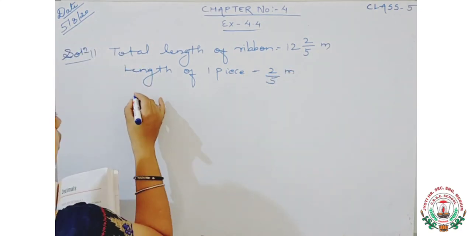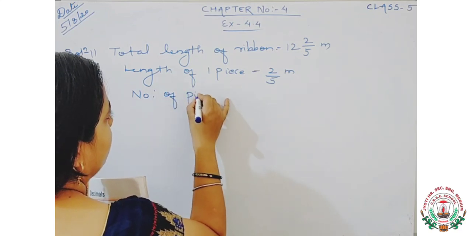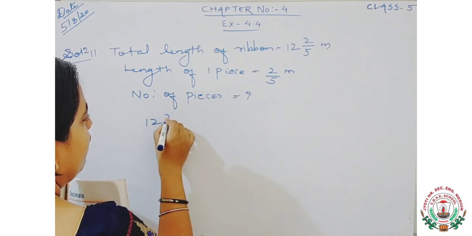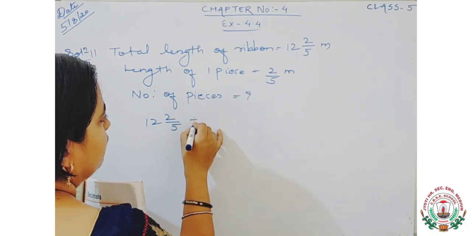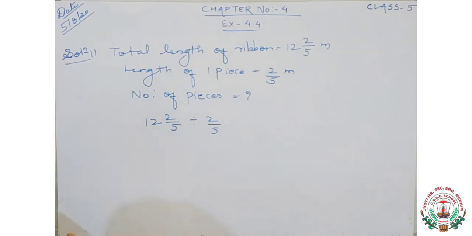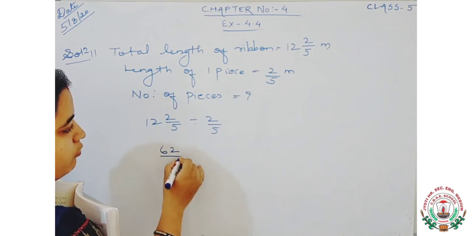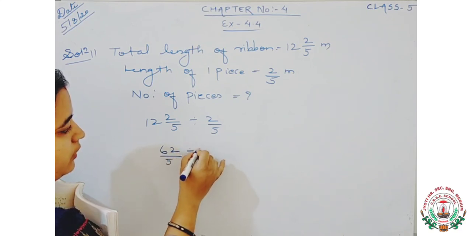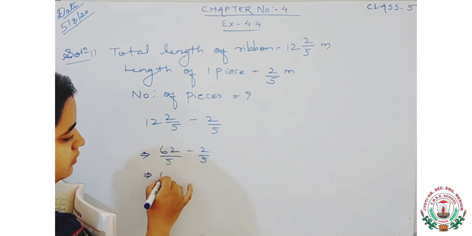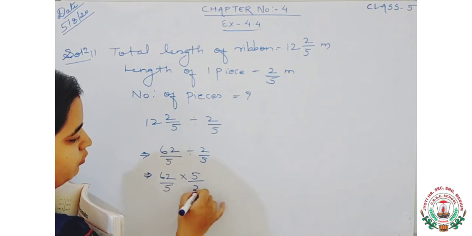You have to find out the number of pieces. What will we do? 12 2 by 5 divided by 2 by 5. First just change this. 12 5s are 60. 60 plus 2 is 62 upon 5 divided by 2 by 5. Just change the sign. 62 by 5 into 5 upon 2.